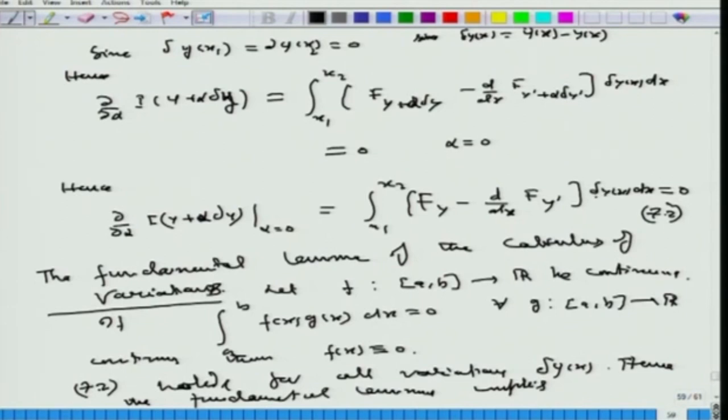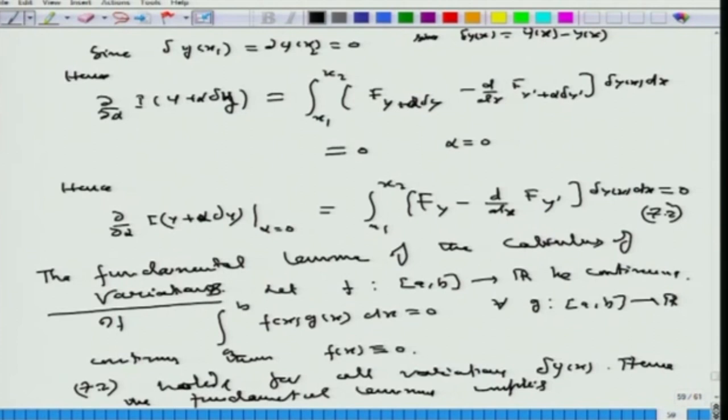And therefore this is true for any variation here, and so we use the fundamental lemma of the calculus of variations, which says that if f is a fixed continuous function from a to b to R, and the integral from a to b of f x g x d x equals 0 for all continuous functions g on this interval, then f x must be identically 0. This is to be proved, which we will establish today in this lecture.